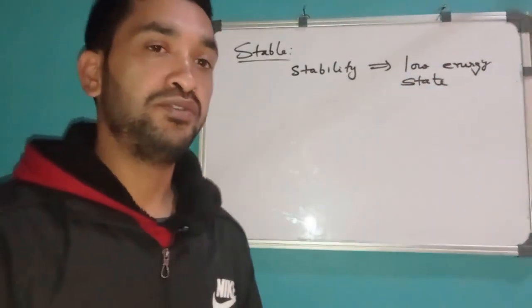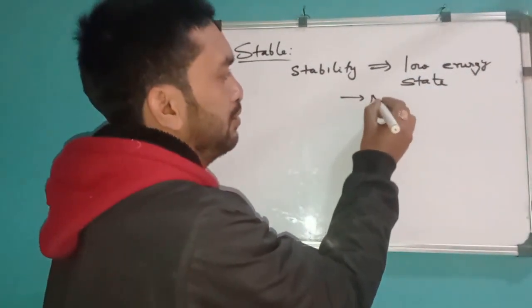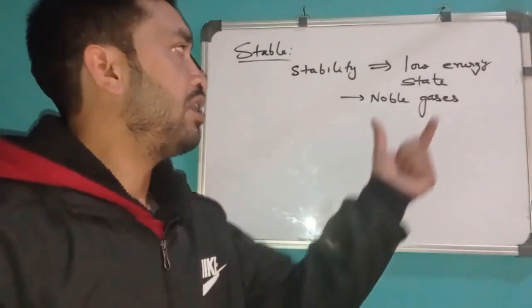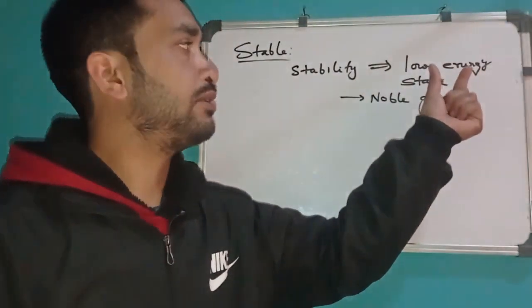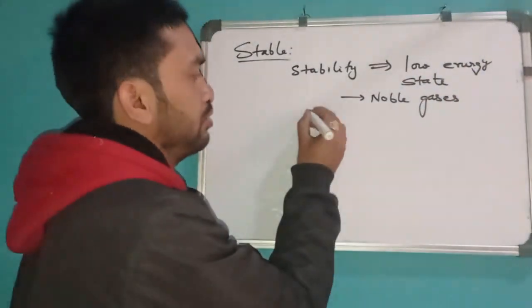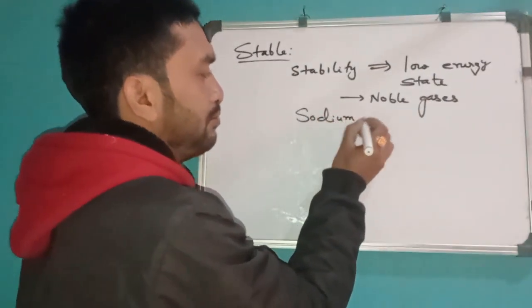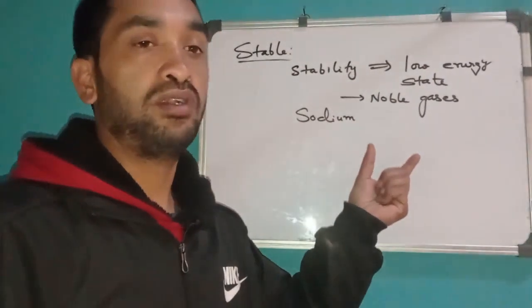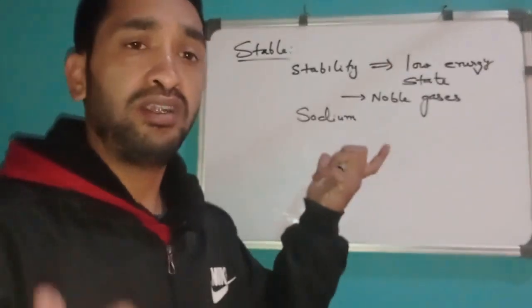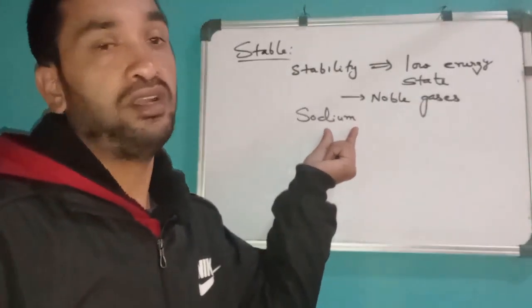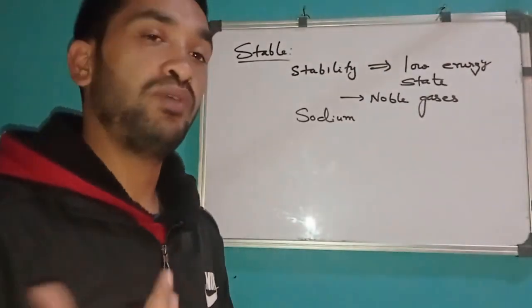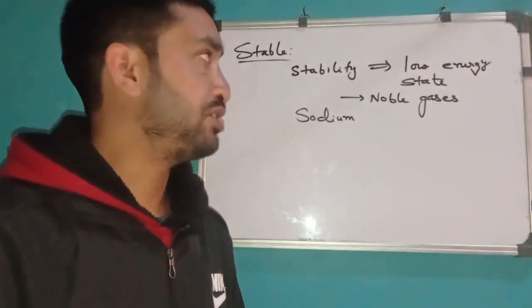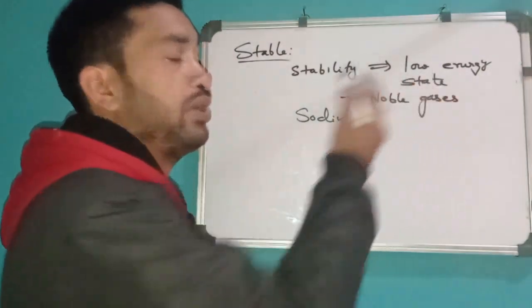Now, can you tell me some of the elements which are stable? Definitely noble gases. It means noble gases are always in a low energy state. But if I talk about something reactive like sodium, sodium is reactive, you know. That is why when sodium reacts with water, it releases an enormous amount of heat because it is unstable. Unstable means high energy content. Sodium has high energy content. That is why it gives that reaction. But noble gases have low energy content. They don't have that much energy because, as I already told you, stability means low energy.